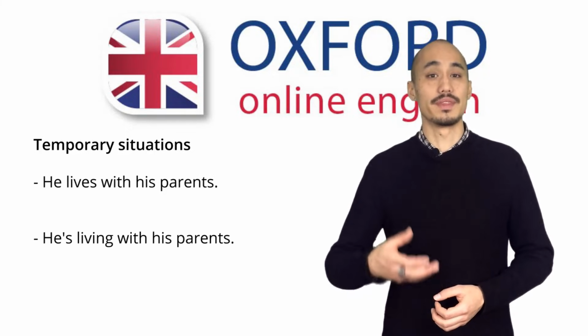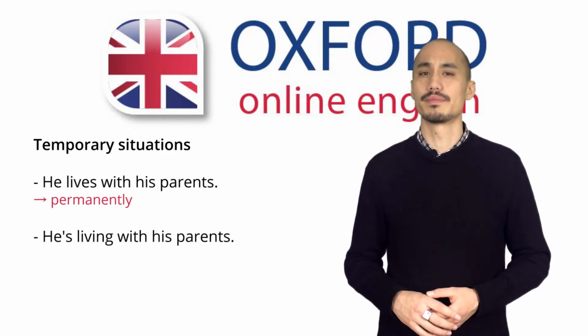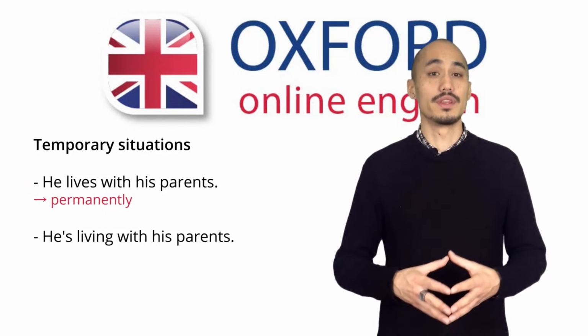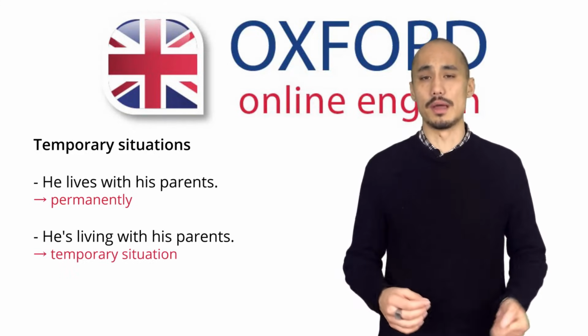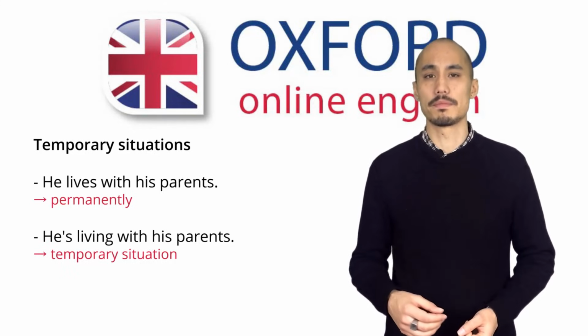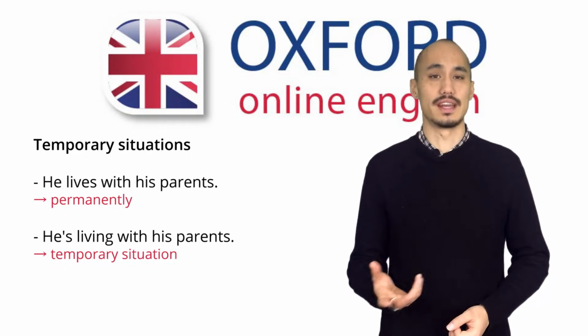If you say, he lives with his parents, you mean that this is permanent. If you say, he's living with his parents, you mean that this is a temporary situation. Maybe he's living with his parents while he saves enough money to get his own place.